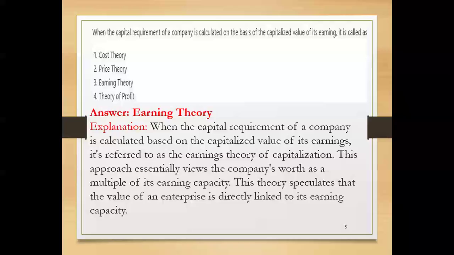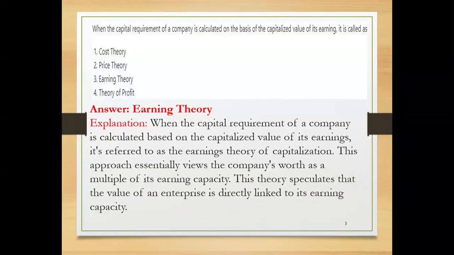When capital requirement of a company is calculated based on the capitalized value of its earnings, it's referred to as the earnings theory of capitalization. This approach essentially views the company's worth as a multiple of its earning capacity. This theory speculates that the value of an enterprise is directly linked to its earning capacity.